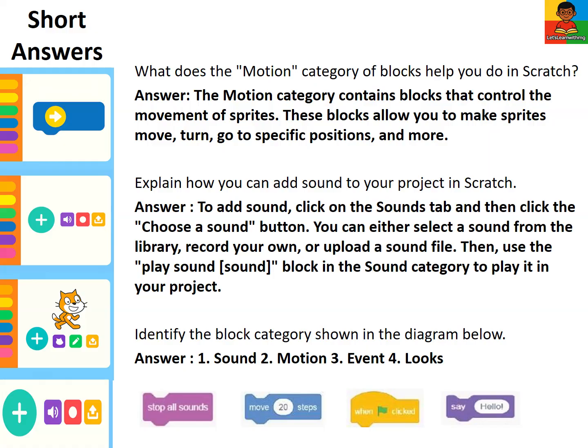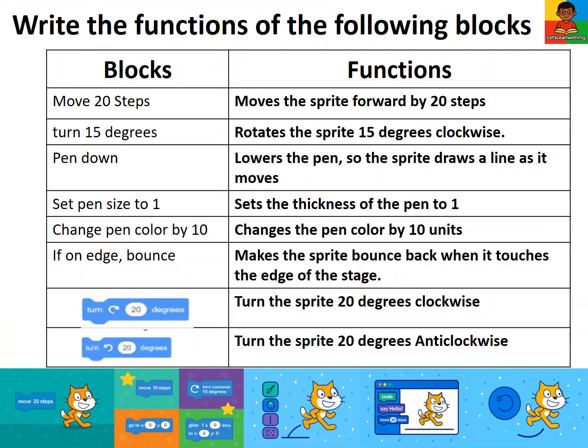Identify the block category shown in the diagram below. Answer: sound, motion, event, looks. Let's look at the functions of some blocks.